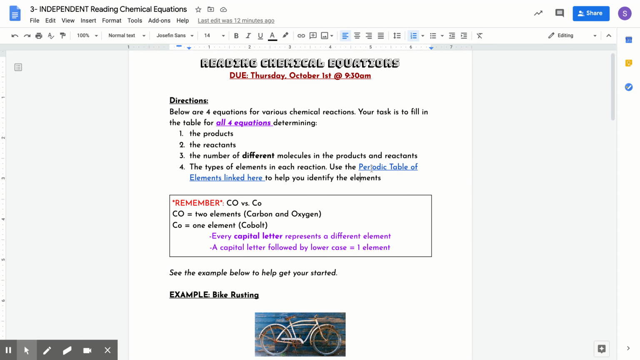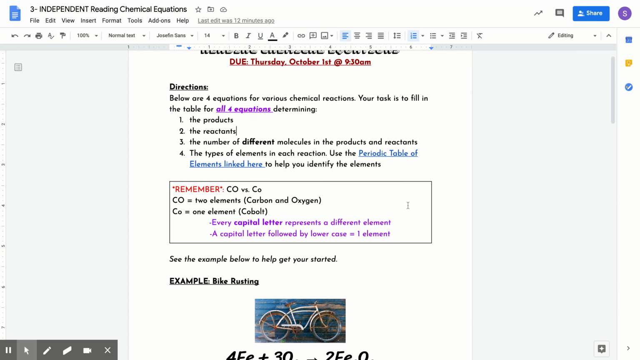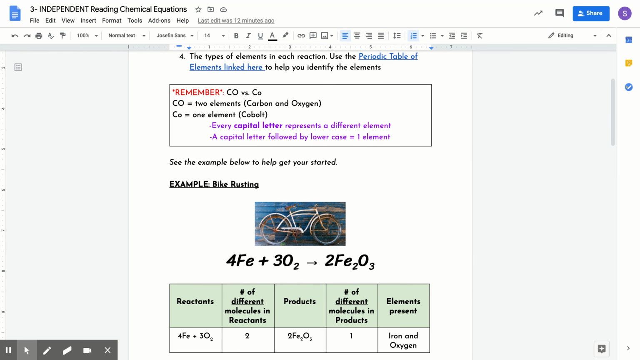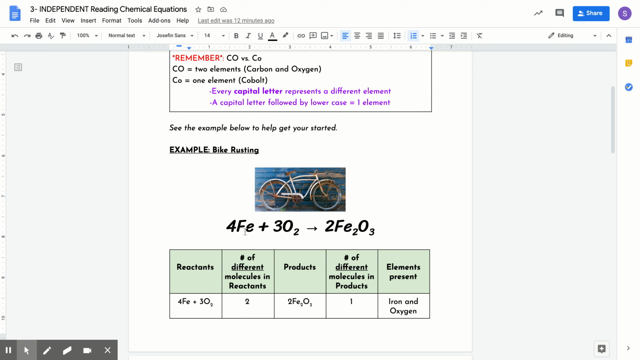So right here where it says use the periodic table of elements linked here, if you click on that, that'll take you to the periodic table that you can refer to if you're unfamiliar with an element in the equation. So I'll go over the example that I have provided. So this is an example equation of a bike rusting.